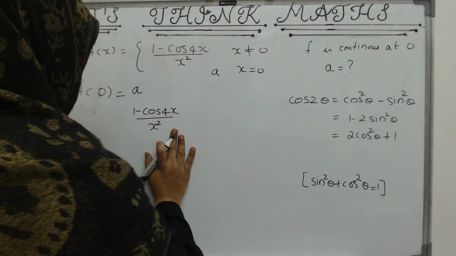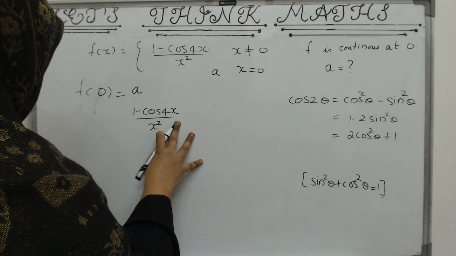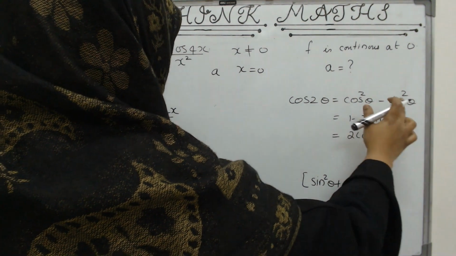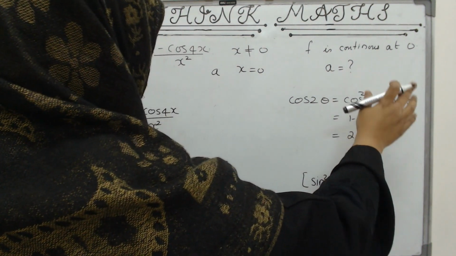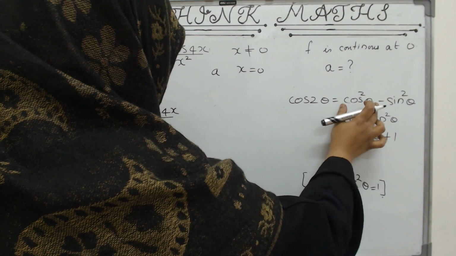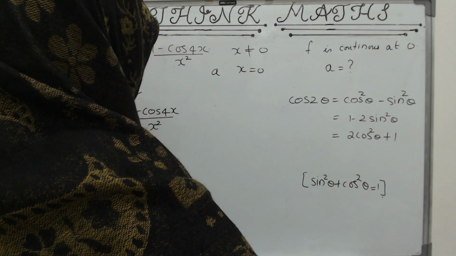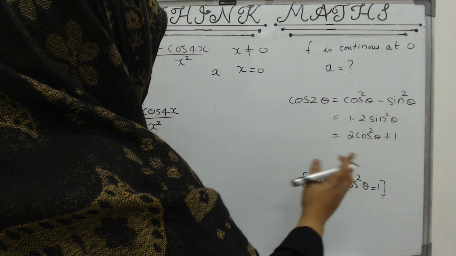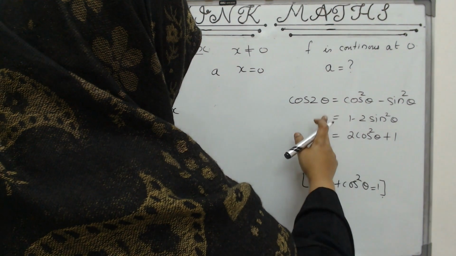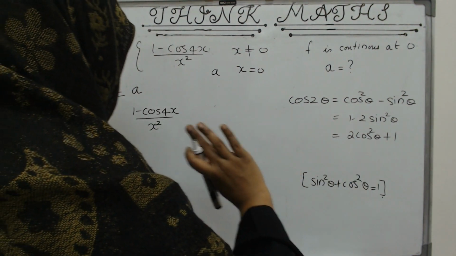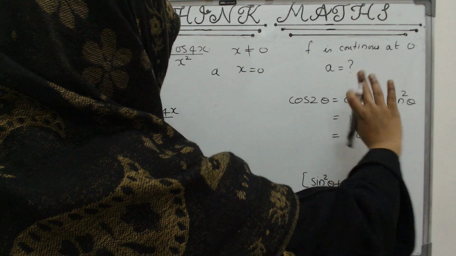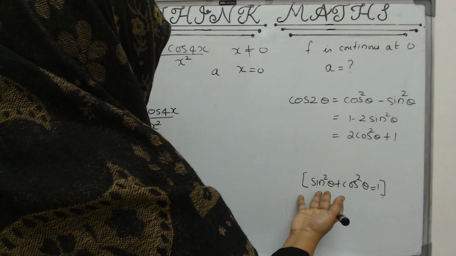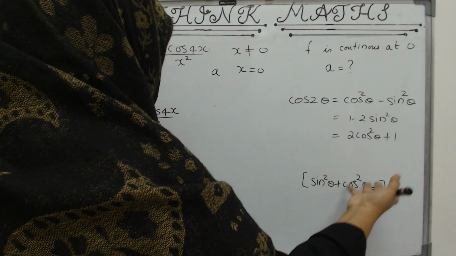This is our function. But what is 1 minus cos 4 theta? Do you remember this formula? Cos 2 theta is cos square theta minus sin square theta. But if you want to get rid of cos square theta, you want an answer only in terms of sin square theta, then apply this: cos square theta is equal to 1 minus sin square theta. So you will get this. Now, if you want it only in terms of cos square theta, you don't want sine here, then the same thing. Instead of substituting for cos square theta, substitute for sine square theta, then you get here.